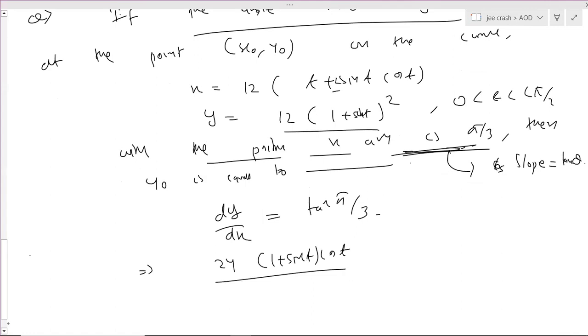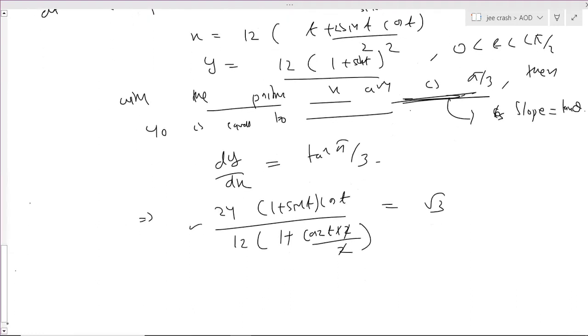This I can multiply by 2 and divide by 2, so this becomes sin 2t by 2. So this is 12 times (1 plus the differentiation of sin 2t, which is cos 2t into 2), and this is whole divided by 2. So 2 and 2 I can cancel. Is this thing clear? The differentiation part? Yes, sir. So we get 2 cos t (1 plus sin t) divided by 1 plus cos 2t.